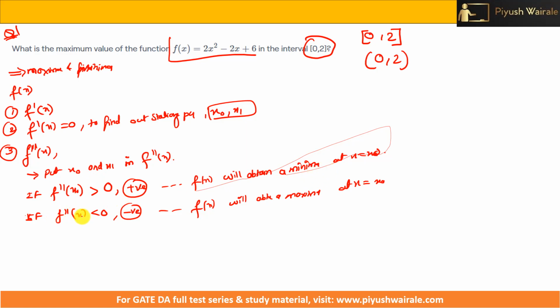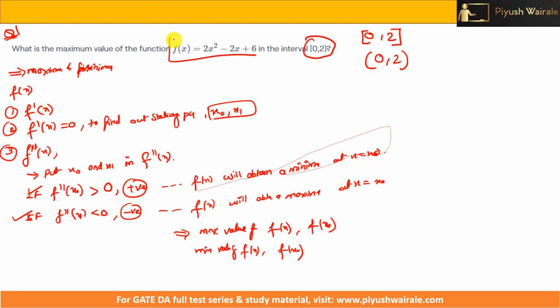If f double dash of x naught is less than 0, that is negative, then f of x will obtain a maxima, and the maximum value of f of x will be f of x naught if this condition is satisfied. But if the other condition is satisfied, then the minimum value of f of x will be f of x naught. Okay, so please remember this important point. We'll discuss this example and follow the same steps.